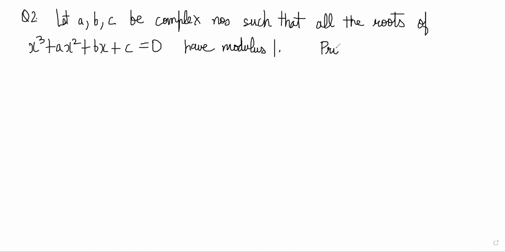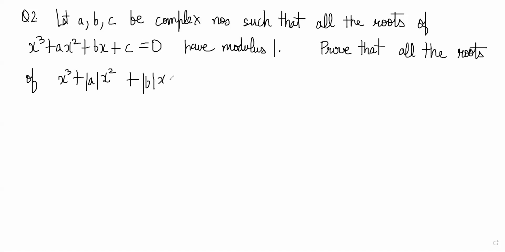Prove that all the roots of x cube plus mod a x square plus mod b x plus mod c equals 0 also have modulus 1. This is the question. So we are given the idea that the first equation has all roots having modulus 1. We have to prove that the second equation also has all roots having modulus 1, right? So let's see how we go about this one.